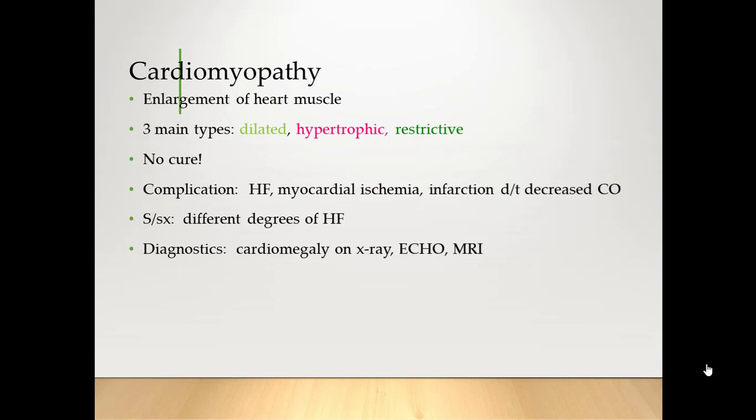Diagnostics, we're going to see that enlarged heart on an x-ray. They might have an echo done or an MRI. The thing with the guy I graduated with, he had no symptoms up until then.